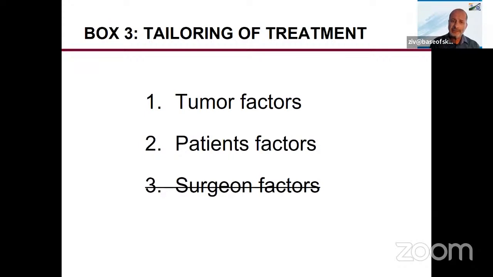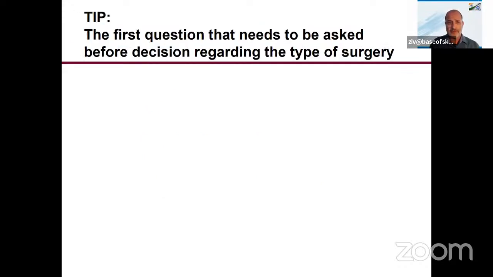Tailoring of treatment, as we spoke last week, is based on tumor factor and patient factor. About surgeon factor, in this case, everyone should evaluate whether he has the right expertise and the right knowledge to perform these surgeries, because for minimally invasive surgery, you not only need the surgical expertise, but also the experience of doing this. Every one of you should evaluate whether his center is the right center to do that, or whether the patient should be referred to another surgeon. That happens to everybody, every one of us.